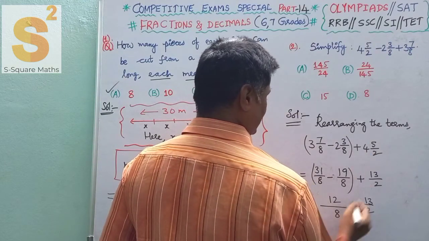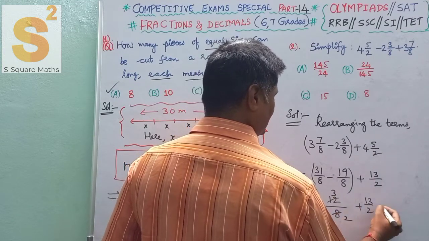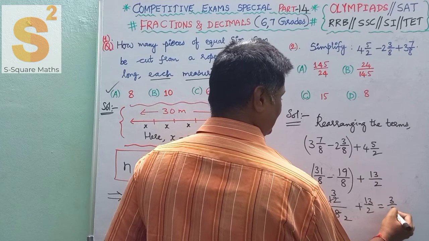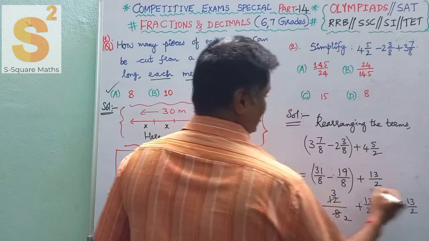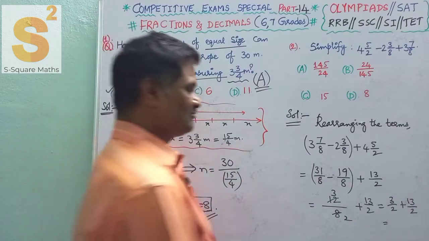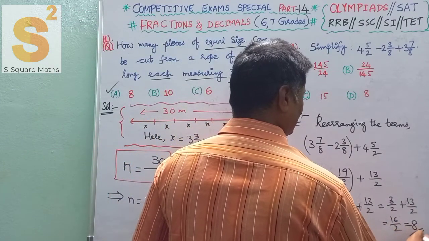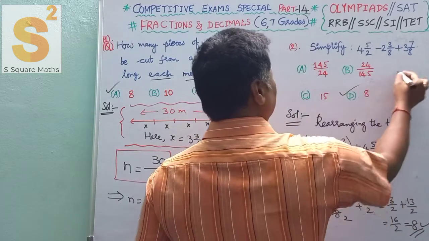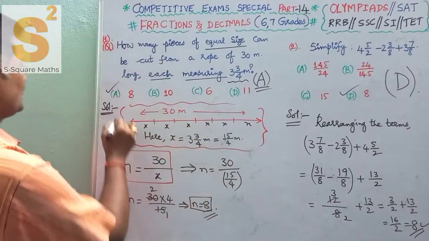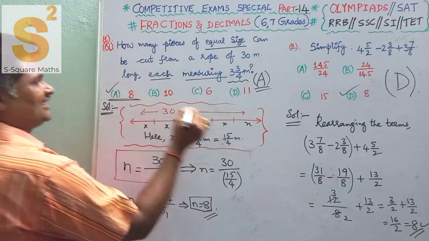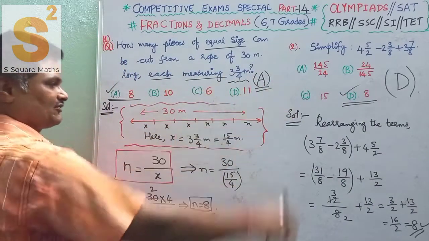2 fours are 8. Next, here I can write thrice and twice. So finally 3 by 2 plus 13 by 2. 13 plus 3 is 16 by 2, nothing but 8. The final answer is 8, and here it is option D. Our previous one, the first problem, has answer 8. The second problem here is also 8. Here option A, option D.